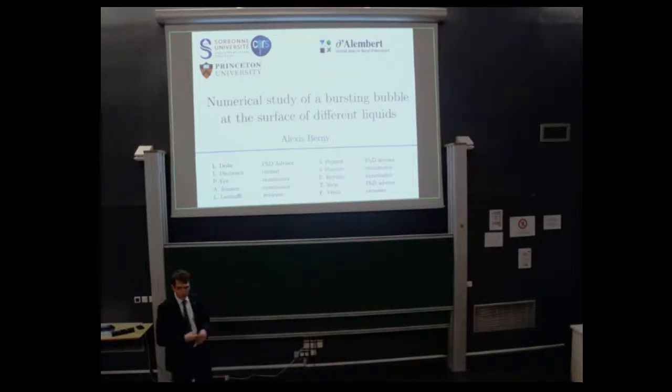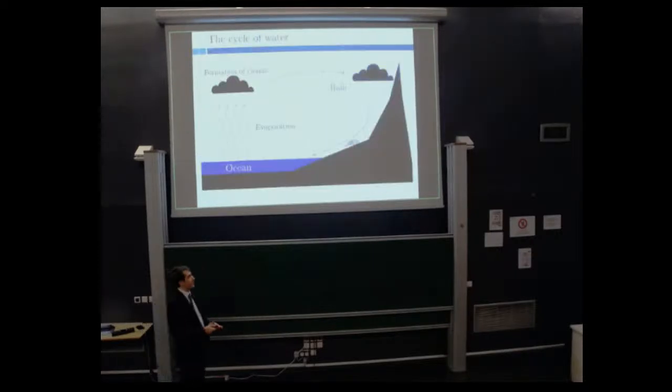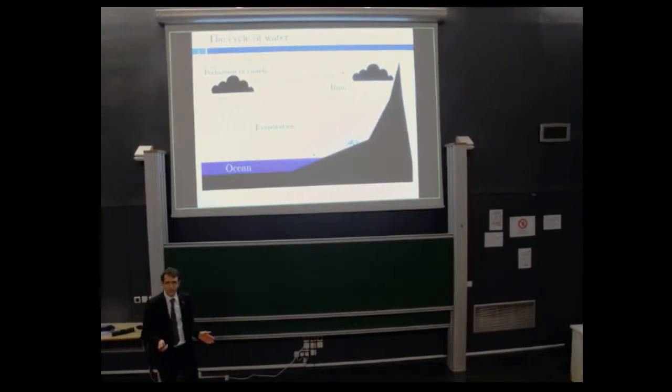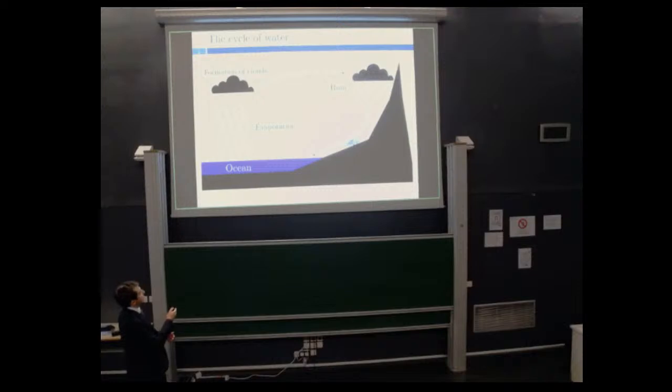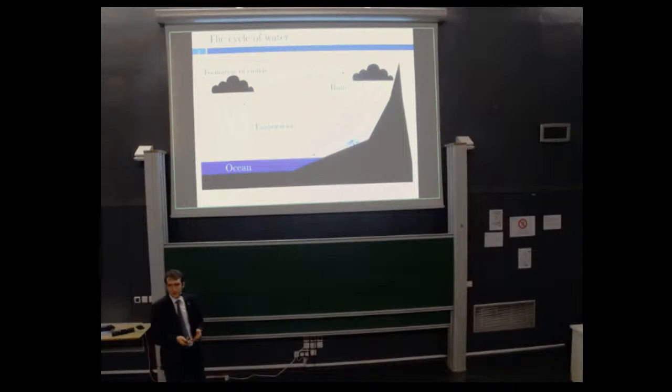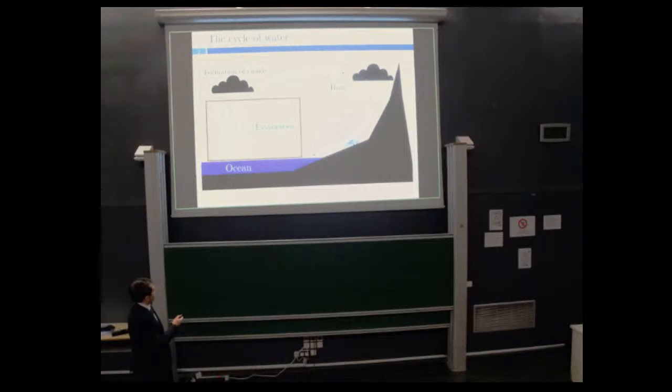So briefly, I'd like to talk very generally about the cycle of water. When you've got an ocean, some water will evaporate, form some clouds, and then those clouds will evolve, and eventually they will rain, and this rain will come back to the ocean, fulfilling the cycle of water. So this is a very simplified version. During this presentation, I would like to focus on the evaporation process. So what's going on on the ocean that provokes evaporation.